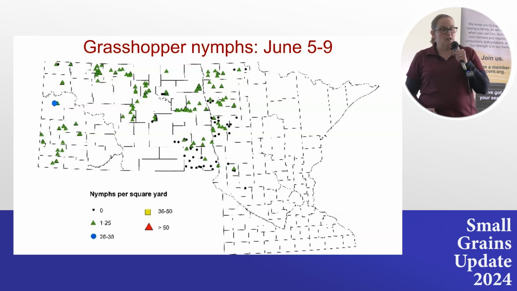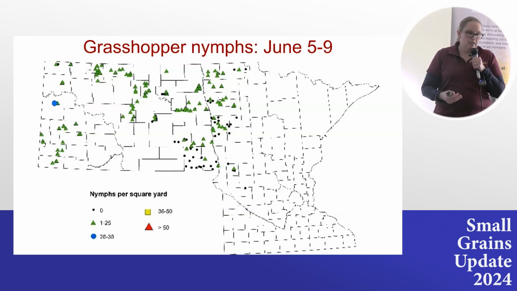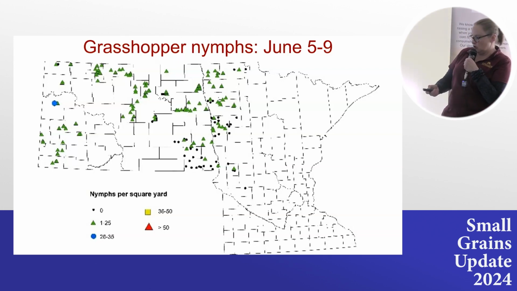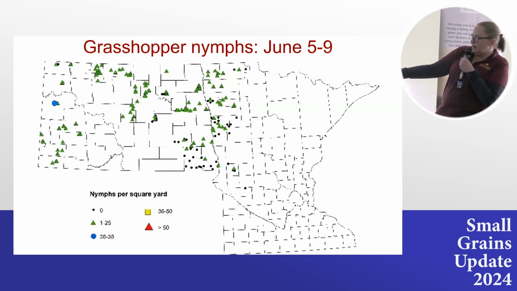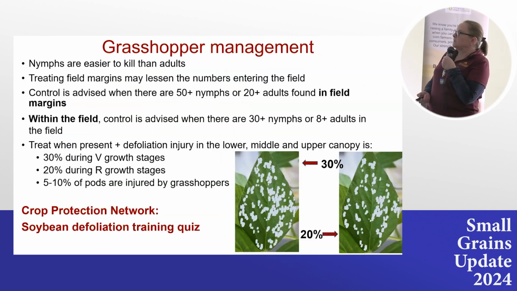Now, treatment thresholds are devised so that we can take all of the emotion out of our decision. You reach a treatment threshold, and that's where research has shown that if you don't treat at that point, you're likely to experience yield loss to your crop. This is about, even if you had 25, that's half of our treatment threshold.